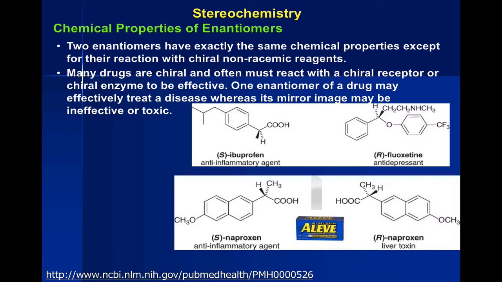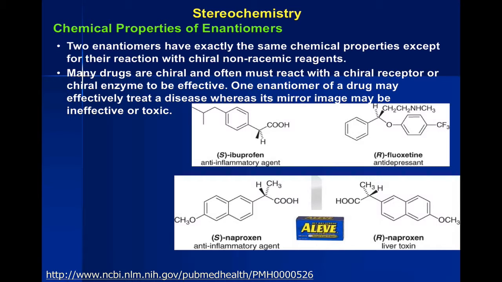S-naproxen is actually the anti-inflammatory agent. Hurts your aching joints, cures your headache, yada, yada, yada. If I gave you a racemic mixture of this, R-naproxen is a very potent liver toxin. Killing your liver is not a good idea, right? So you really rely on a chemist knowing how to make not only naproxen, but the S enantiomer and only the S enantiomer to put in your pills. If you get any R-naproxen in the medication that you take, it will slowly attack your liver, okay?